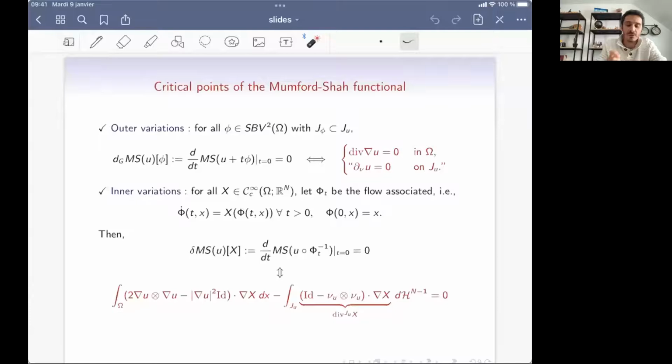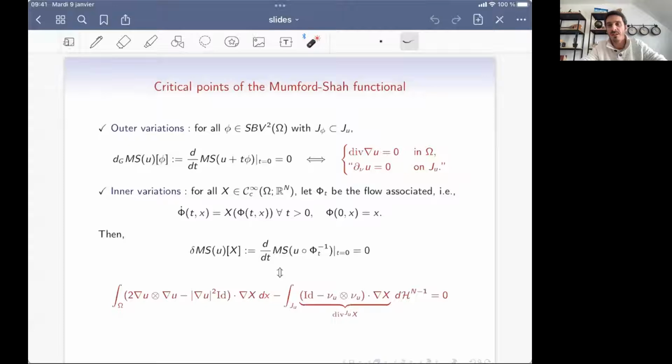The first one is doing so-called outer variations, where starting from a fixed function u, you are just doing a variation in the state space. So you are essentially computing the Gateaux derivative of your functional in some direction phi, which belongs to the same class as u. And you have to assume that the jump set of your direction is contained in that of u. What you get is that the outer variation gives you that the approximate gradient of u is divergence free. Be careful, because this is not a Laplacian; this is the divergence of the approximate gradient. And in some weak sense, the normal derivative of u vanishes on the jump set.